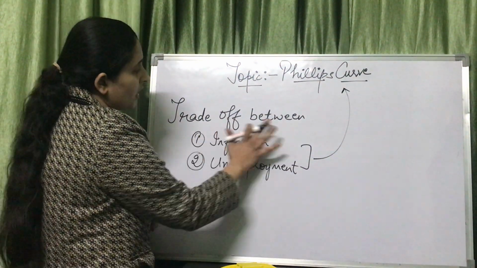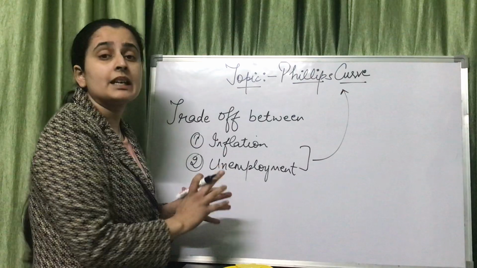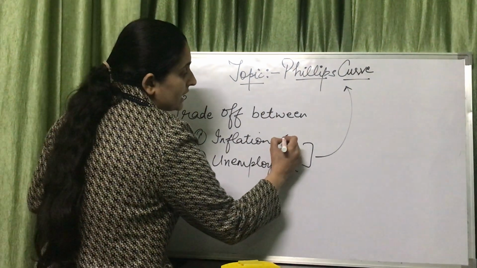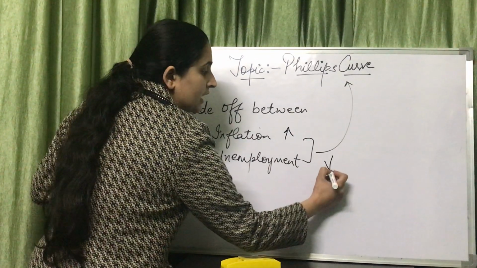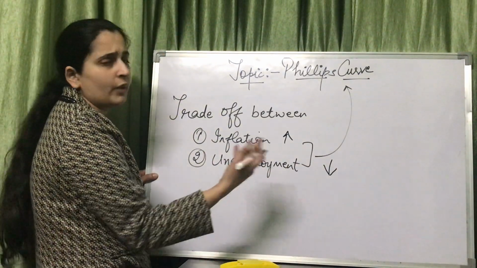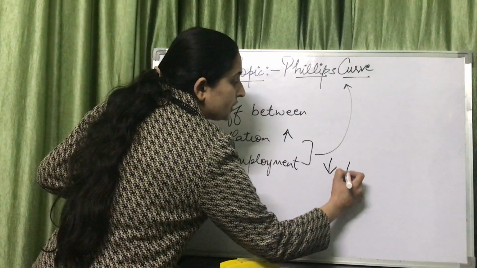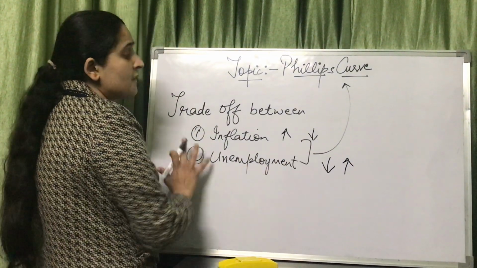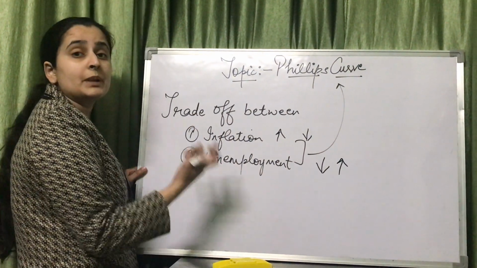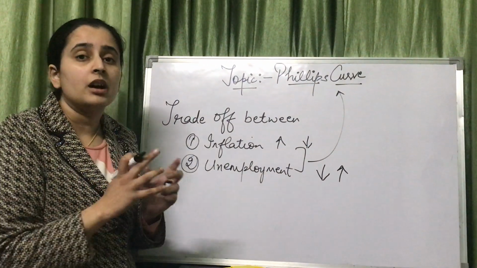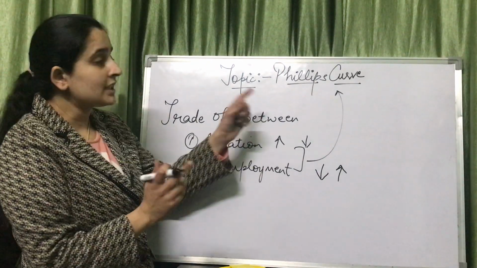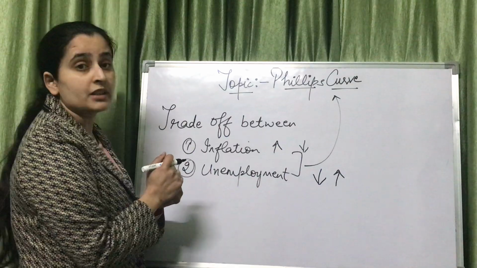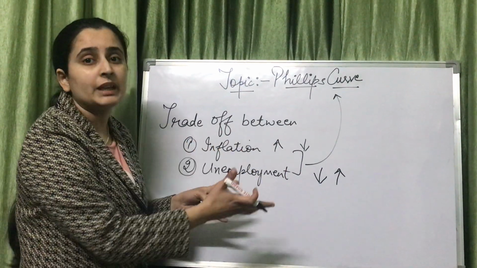Now what does a trade-off between these two mean? It means that there is an inverse relation, we can say. If inflation increases, the rate of unemployment will decrease, or vice versa. If the unemployment rate increases, the rate of inflation will decrease. When this relation is depicted in the form of a graph, it is called the Phillips curve. We will get more into it, but let's first understand how it all started.